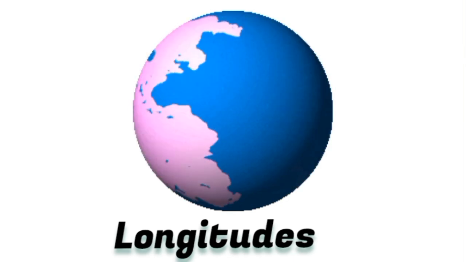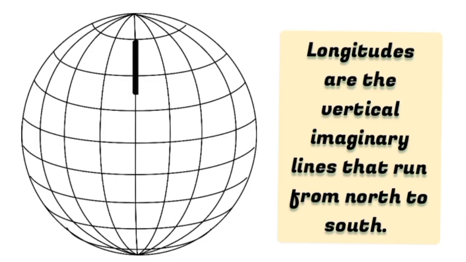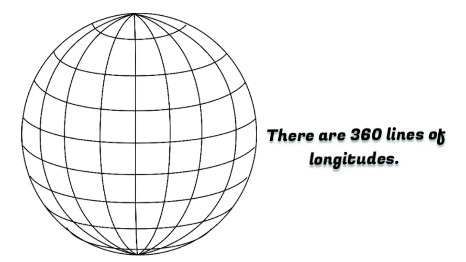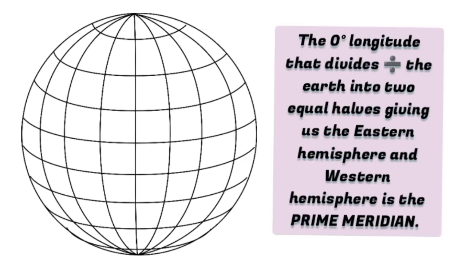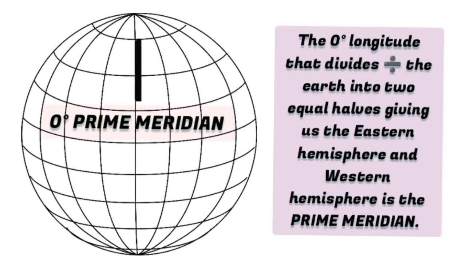Longitudes. Longitudes are the vertical imaginary lines that run from north to south. There are 360 lines of longitude. They run from one pole to the other pole. The 0-degree longitude that divides the earth into two equal halves, giving us the eastern hemisphere and western hemisphere, is the Prime Meridian.